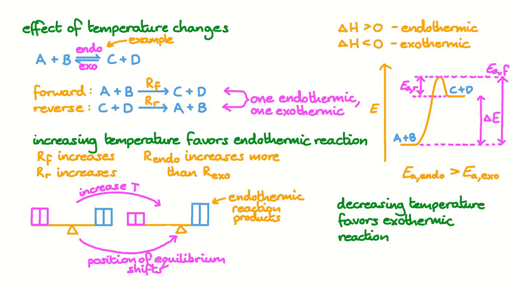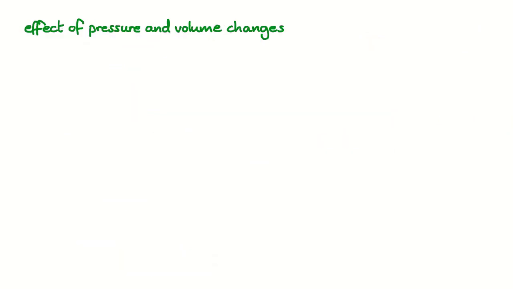Meanwhile, decreasing the temperature will favour the exothermic reaction. So, an increase in temperature will favour the endothermic reaction, the one that absorbs heat, while a decrease in temperature will favour the exothermic reaction, the one that releases heat. In both cases, the position of equilibrium shifts in such a way that the system resists the change.